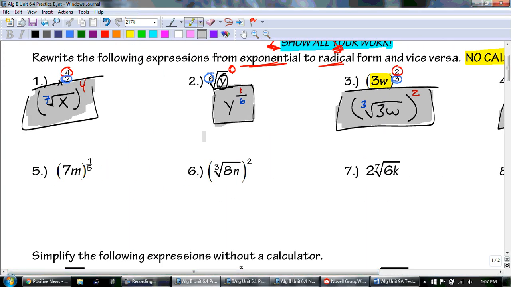Number 5. So my base, that's 7m, stays the same. That's going to come down. I'm going to get the root, and it's to the 5th root, and since our exponent is 1, I really don't have to write it. It just stays like that. So this is my final answer.